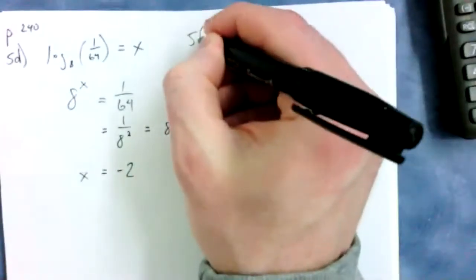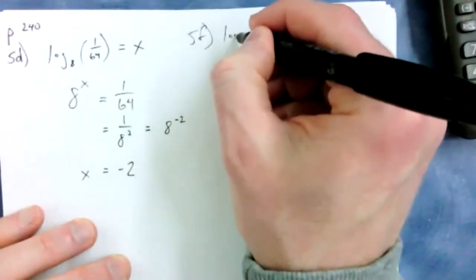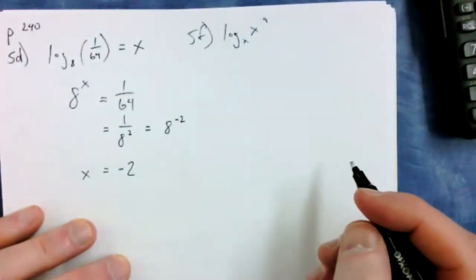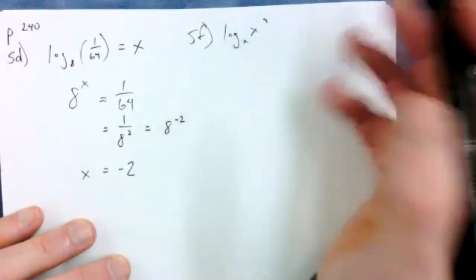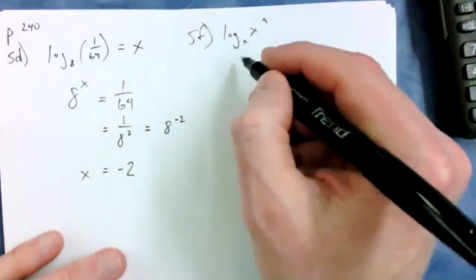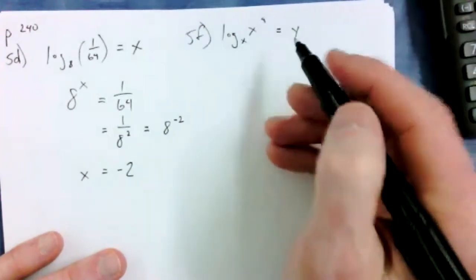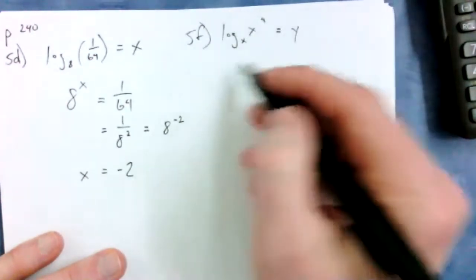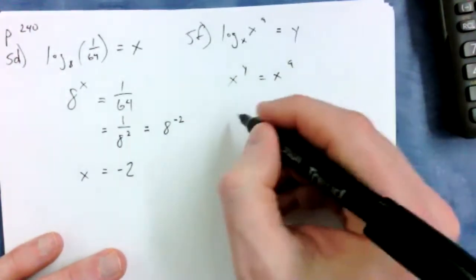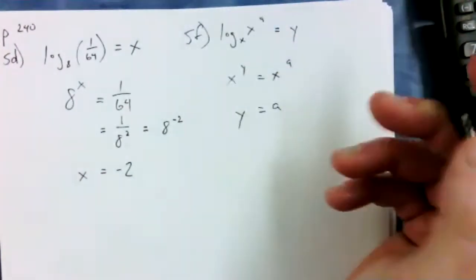5F. Log base x of x to the a. So we would know, I think now, maybe, with the new rules, that this equals a, just by looking at it, but you can always also rewrite it. So let's say our unknown is y. We want to know what y equals, because we're evaluating this whole thing. Well, x to the y equals x to the a. So y equals a. So this whole thing equals a.